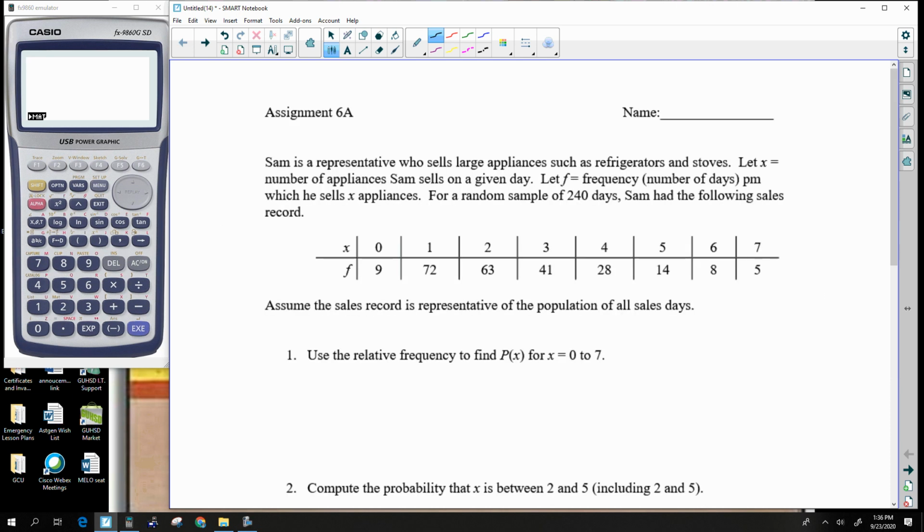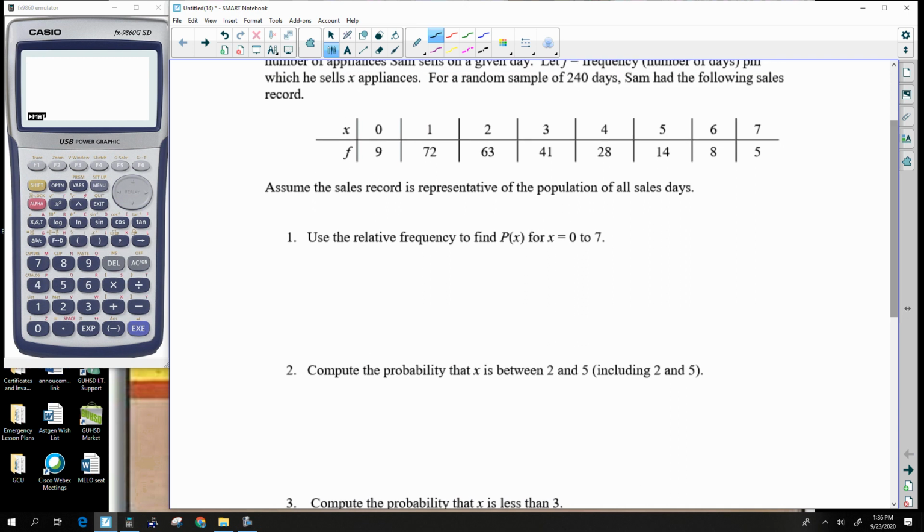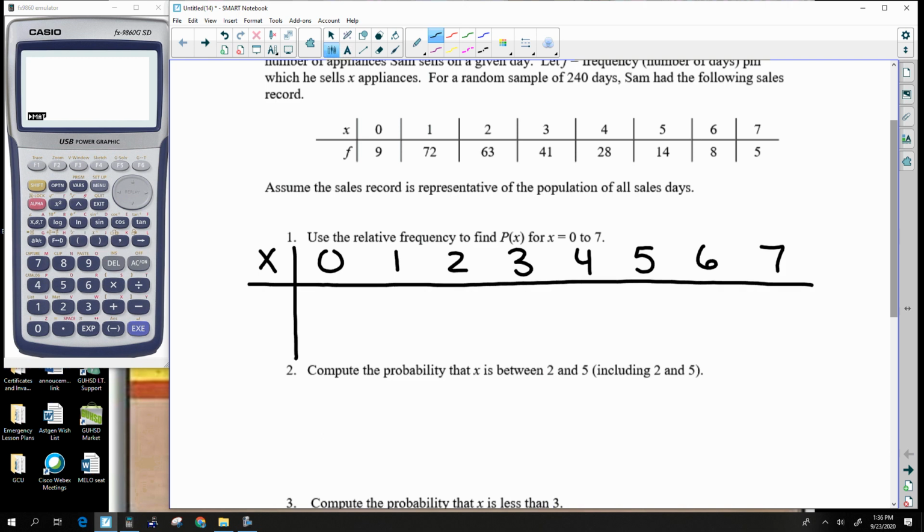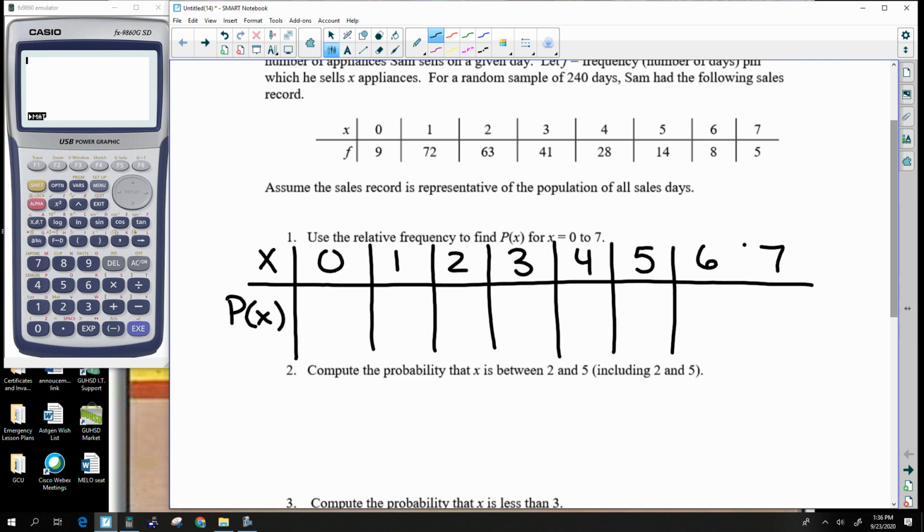Okay, so back to this. First question is, use the relative frequencies to find P of X. So relative frequencies, find P of X for 0 to 7. Okay, so here's what is being asked. If I have all these X's of 0, 1, 2, 3, 4, 5, 6, and 7, so X is a list. What are the individual probabilities of each one of those X's? What's the probability of getting a 0, a 1, a 2, a 3, a 4, a 5, a 6, and a 7?